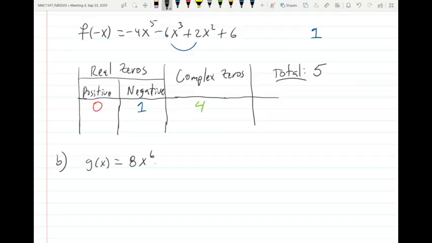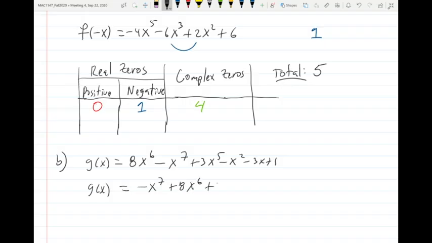So here, let's work with the degree 7. The reason why I wrote it like this is because the first job is to order the polynomial. So order the polynomial: negative x to the 7 plus 8x to the 6 plus 3x to the 5th minus x squared minus 3x plus 1. Okay, that's the first thing.